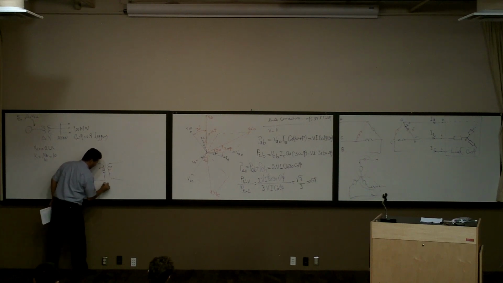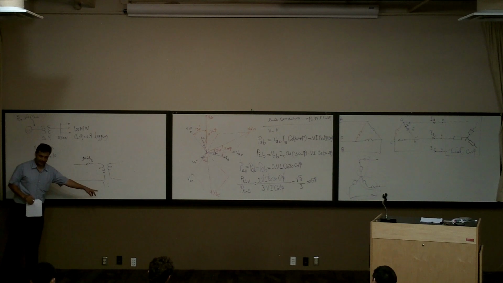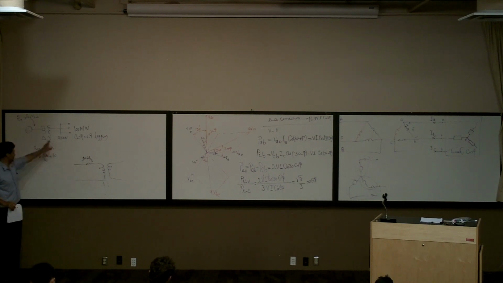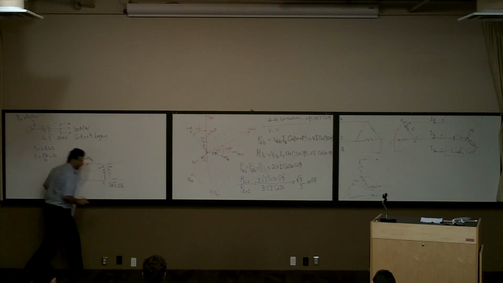What was the transformer ratio for this one? It was 1 to square root of k, right? With the angle of how much? 30 degrees, right? How much is the k here? 10. Basically, it's going to be 10 square root of 3 with 30 degrees, right?